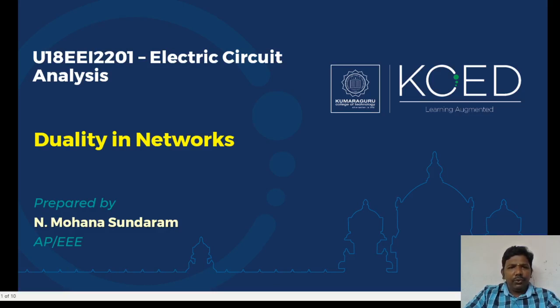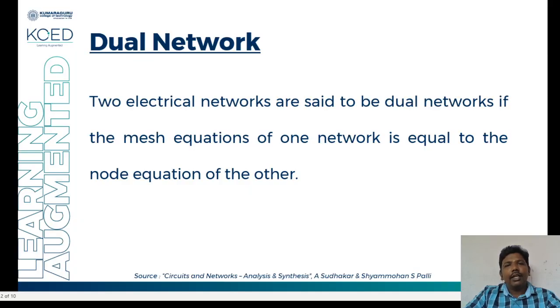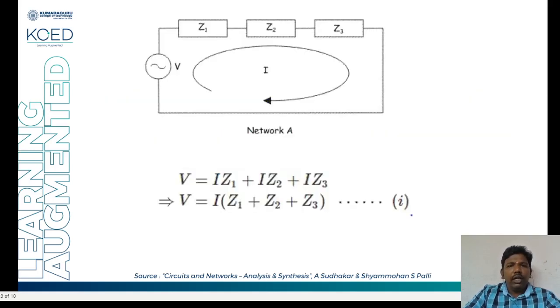As the name tells you, duality means there is some double role involved, right? Yes. Now, basically in electrical circuit terminologies, dual network means two electrical networks. If the mesh equations of one network are equal to the node equations of the other, we'll call it a dual network. We'll understand with the help of a simple circuit diagram.